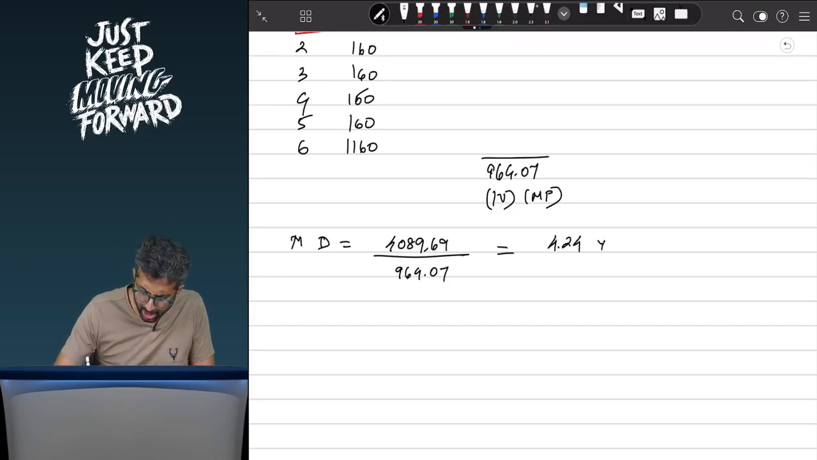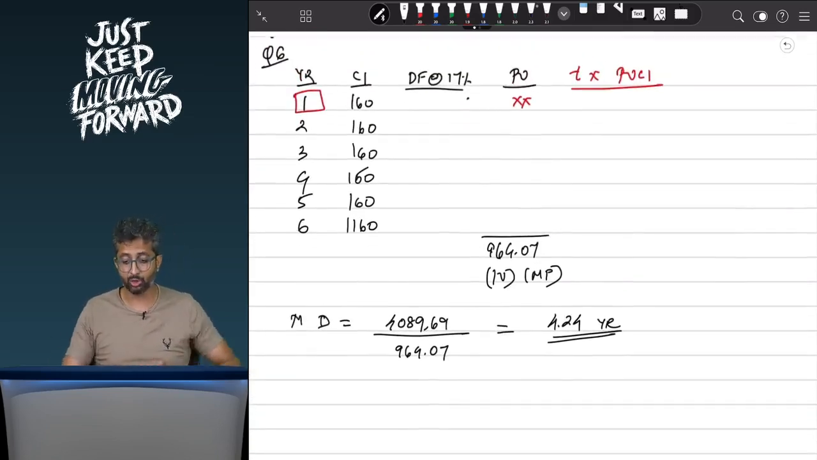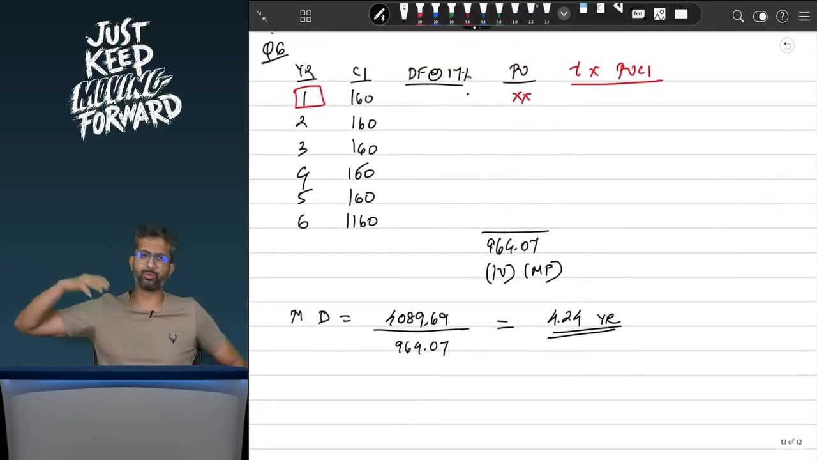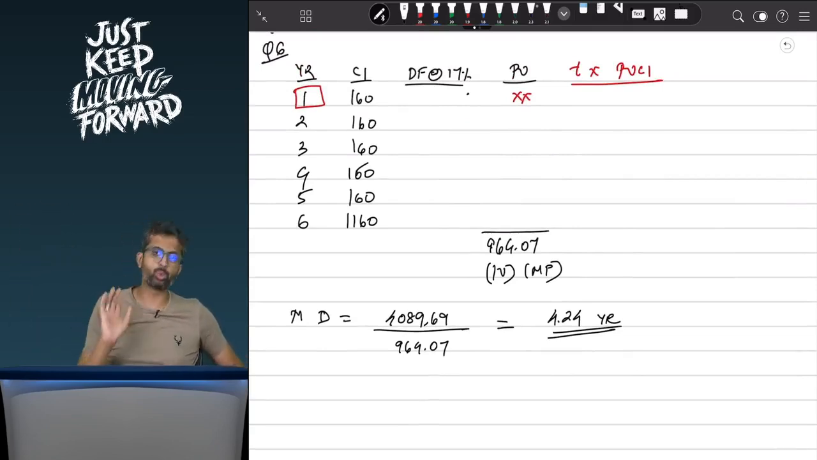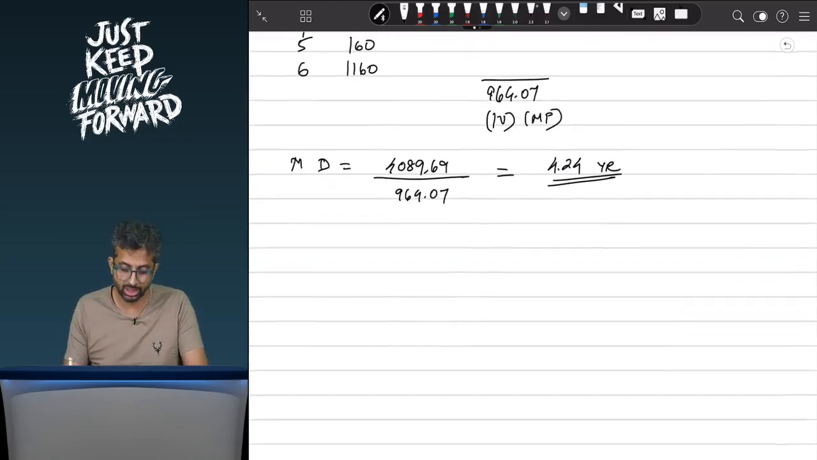Usually this is denominated in years. This is called the duration. 4.24. What does this number indicate? This number indicates that instead of paying this 160 over a period of 6 years and then paying 1000 at the end of the 6th year, if a single payment was to be made on a single date, that would be 4.24 years away from today. That is called a Macaulay duration. Again, higher the duration, higher is the risk, because it's like a payback period. So the later you get the money back, higher is the risk. The earlier you get your money back, lesser is the risk. So over here, this is your Macaulay duration.